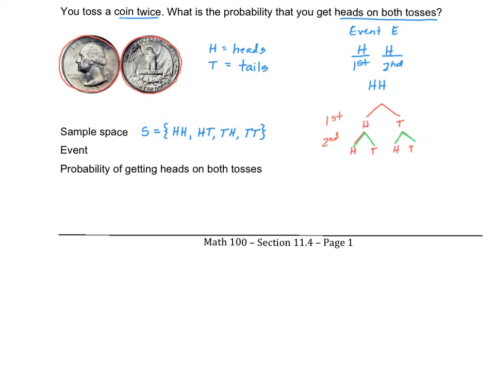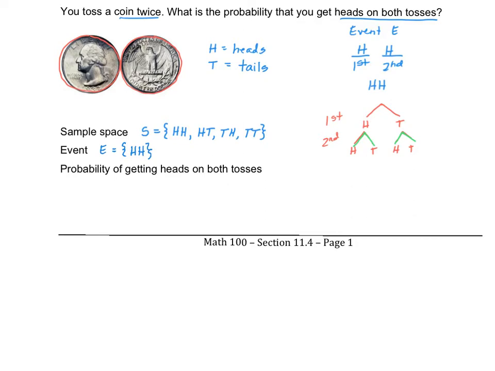Let's look at the event. The event we're looking for, and I'll use a capital E for this event, is heads on both tosses. So I have to, and it's a set, write down all the possible outcomes that give me heads on both tosses. And there's only one. It would be heads on first, heads on second.